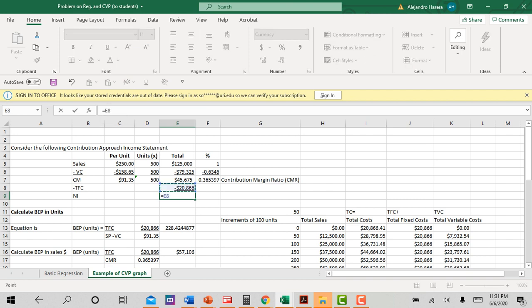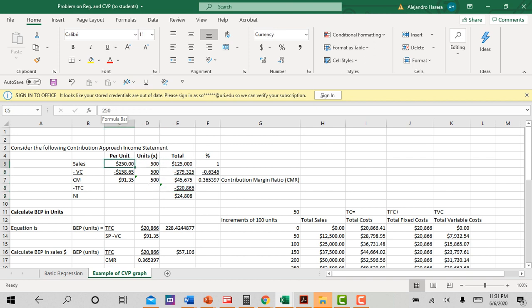Okay, so I'm getting net income. Assuming that you are able to charge $250 per unit, you sell 500 units, and you'll make total sales of 125,000. Your variable cost per unit, as we calculated in the regression line, is 158. Units are 500, and 79,000 total variable costs. That means your total contribution margin is 45,675. Now remember that according to the break-even theory, you've got to at least cover your fixed costs, and you cover them. This 45,000 is more than enough to cover them.